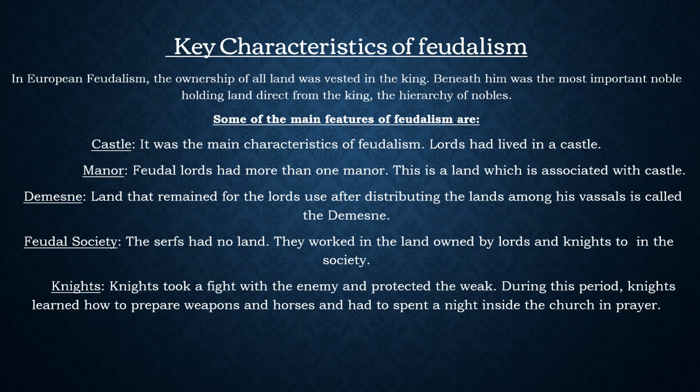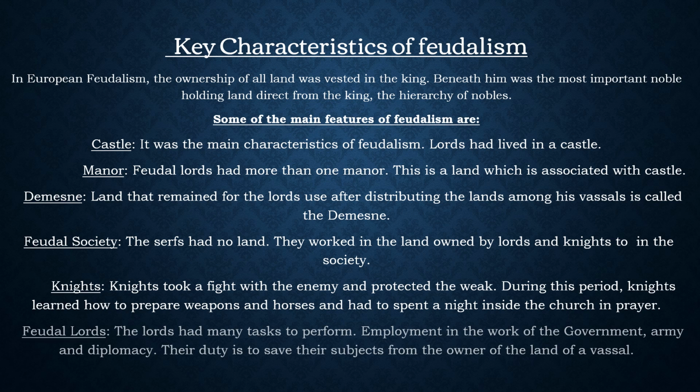Knights. Knights fought the enemy and protected the weak. During this period, knights learned how to prepare weapons and horses and had to spend a night inside the church in prayer. Feudal lords. The lords had many tasks to perform, employment in the work of government, army, and diplomacy. Their duty is to save their subjects from the owner of the land of a vassal.